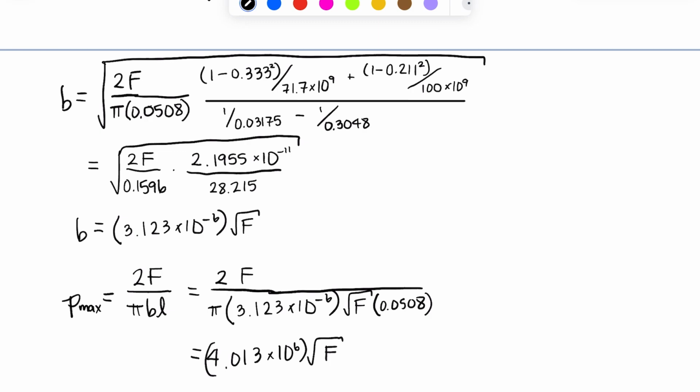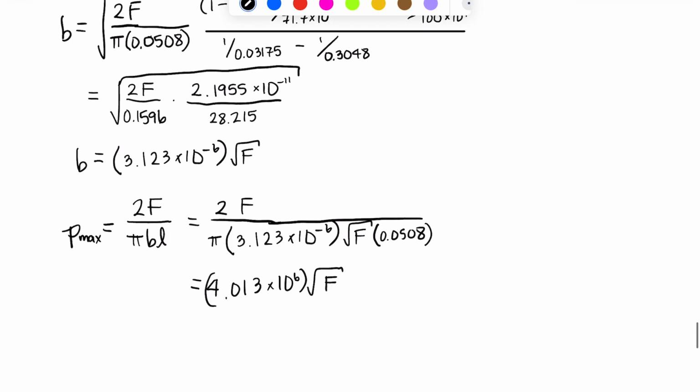Because remember, this square root of F is going to cancel out with, this is the square root of F squared. That's the same thing as F. Maybe that's more confusing to write it there. In any case, this is what it simplifies to.